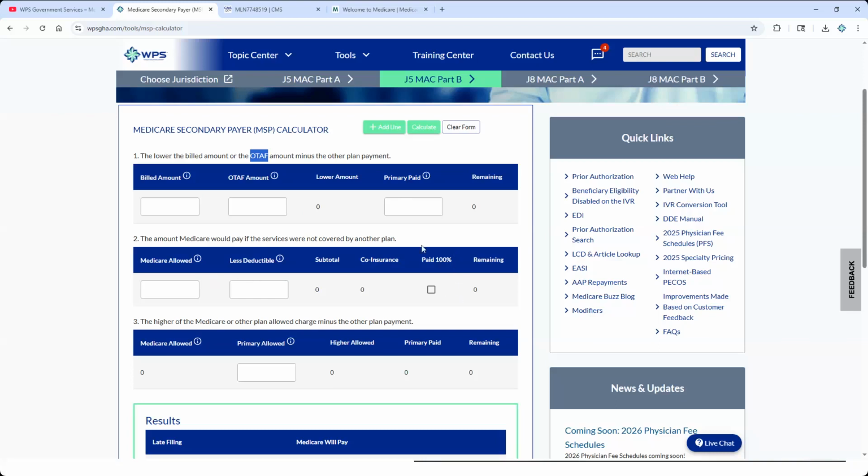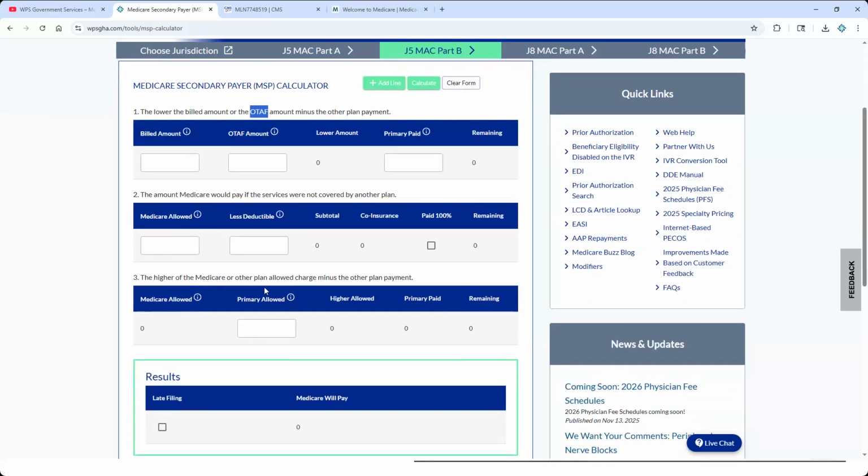And the reason that this is paid 100% is that it's used for preventive services where there is no deductible or copay applied. So you'd want to make sure you check that box if appropriate. Then you can also move down and we're going to look at a couple of things. The Medicare allowed, the primary allowed, the higher of the allowed. By the way, the Medicare allowed comes from this field here.